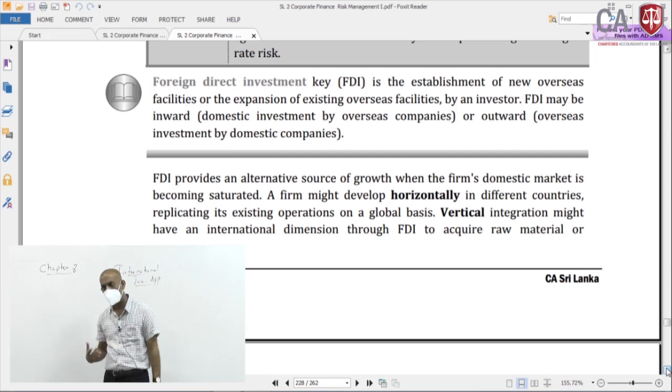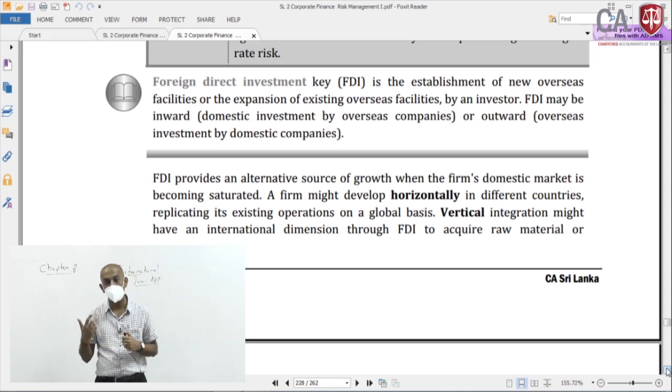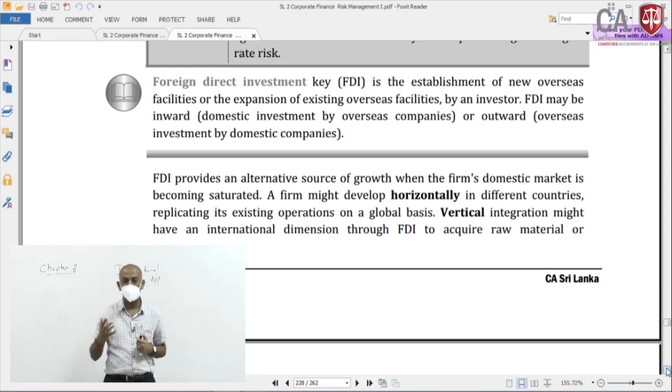FDI, as you know, in Sri Lanka the FDIs have been affected last year with COVID, right? This year also to some extent. We all know that globally, because of COVID, there are a lot of issues people face. So FDIs do not travel the way they used to because of the crisis and the challenges faced in the world economies. But FDI is where you get more funds to this country for investment purposes. It can be outward or inward.